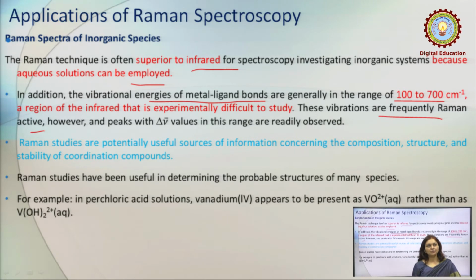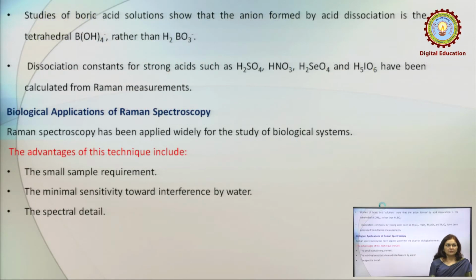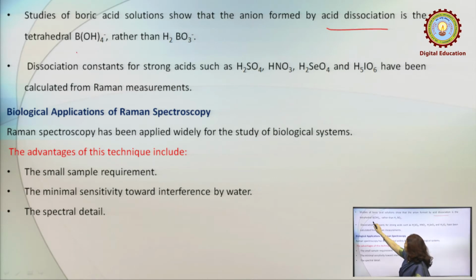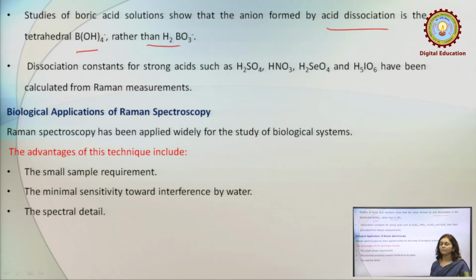Raman studies have been used in determining the probable structure of many species. For example, in perchloric acid solution, vanadium 4 appears to be present as vanadyl rather than in the hydroxide form. Studies of boric acid solution show that the anion formed by acid dissociation is in tetrahedral form. Dissociation constants of strong acids such as sulfuric acid, nitric acid, selenic acid have been calculated from Raman instrument.